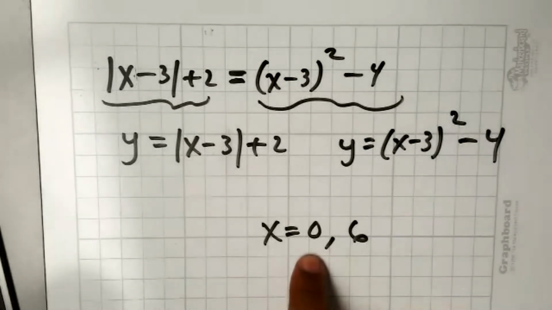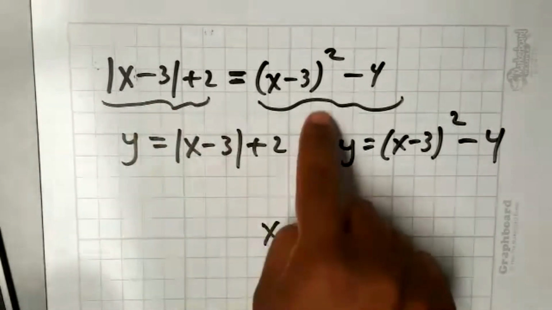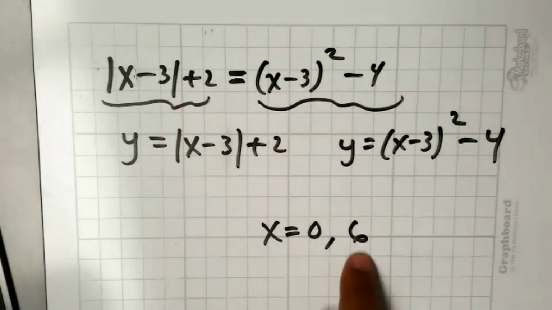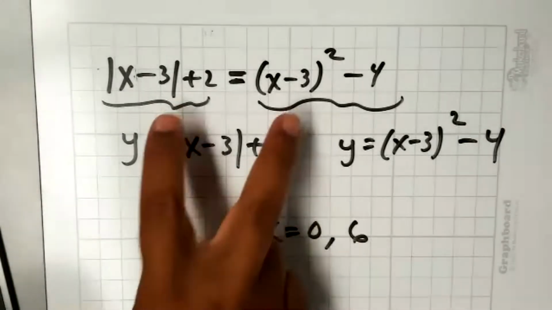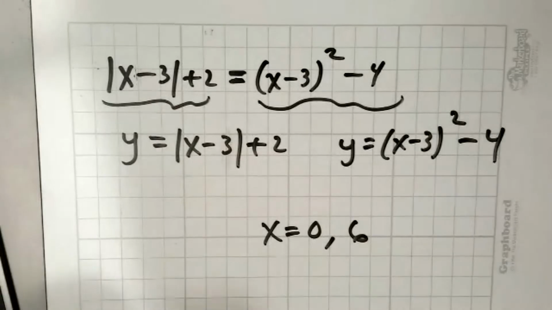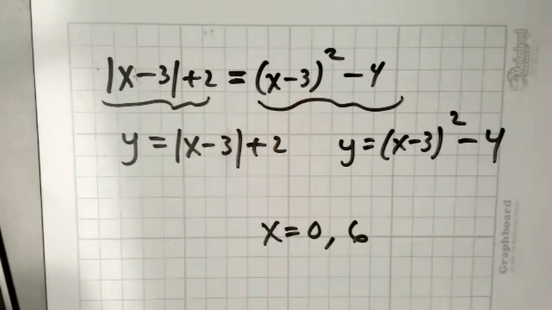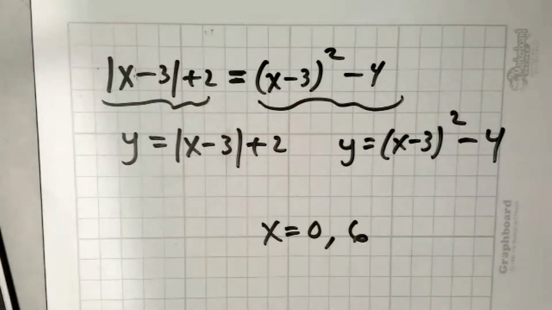So when x is 0, this function is equal to this function. They're crossing at the same point. And when x is 6, same story. We could find the y value where they cross by substituting those in. But that's the idea. So hopefully that answered your question.